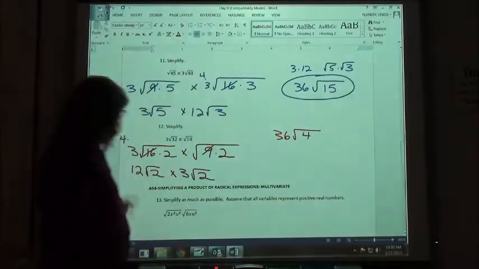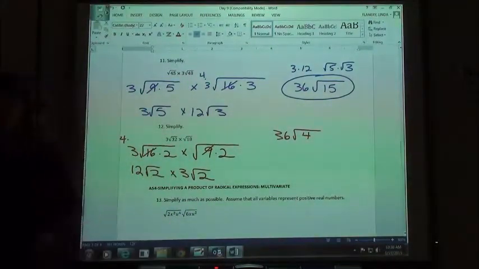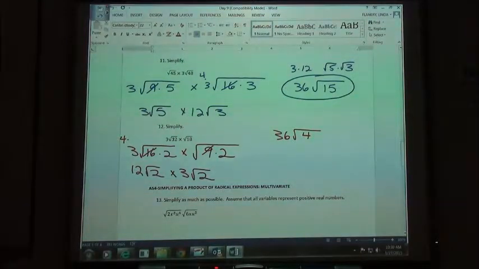Exactly. 12 times 3 is 36. Square root of 2 times the square root of 2 is the square root of 4. So we look at our square root. Can we simplify that? Yep, 4 is a perfect square, right? We don't even have to do any factoring. We just have to do the square root of 4. When we do the square root of 4, what do we get?